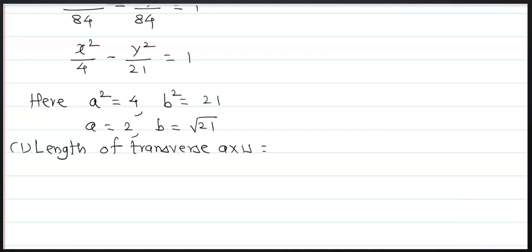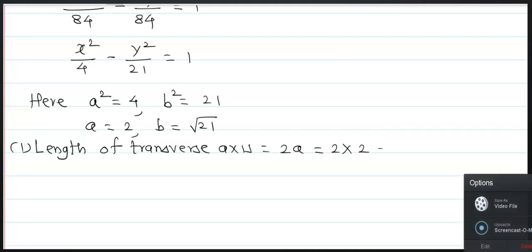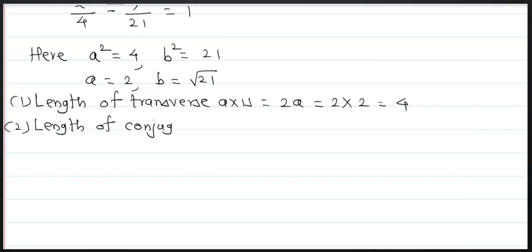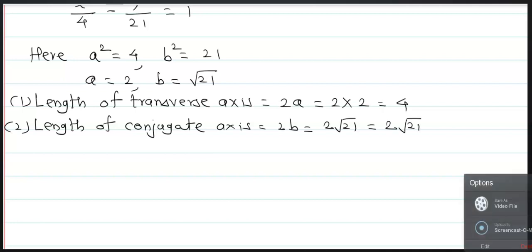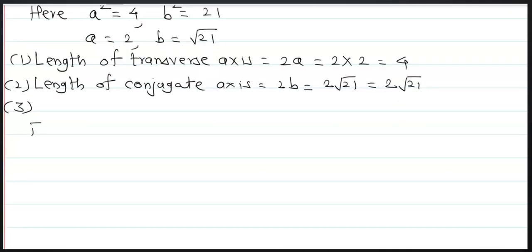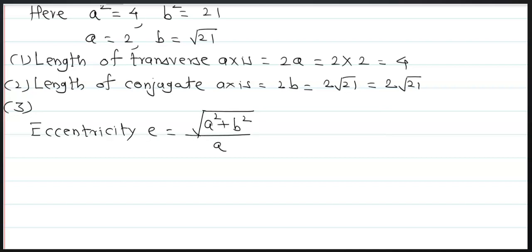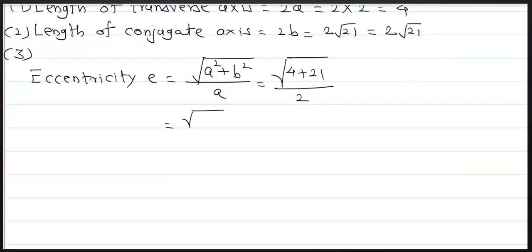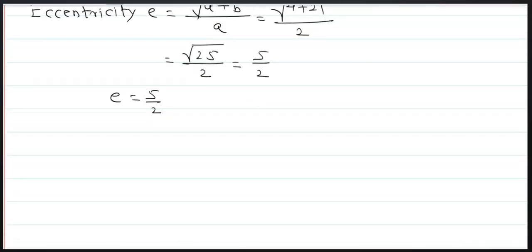The length of transverse axis is 2a, 2 into 2, that is 4. The length of conjugate axis is 2b, 2 into root 21, that is 2 root 21. Eccentricity, e is equal to root of a square plus b square upon a, that is root of 4 plus 21 upon 2, that is root 25 upon 2, 5 by 2. e is equal to 5 by 2.